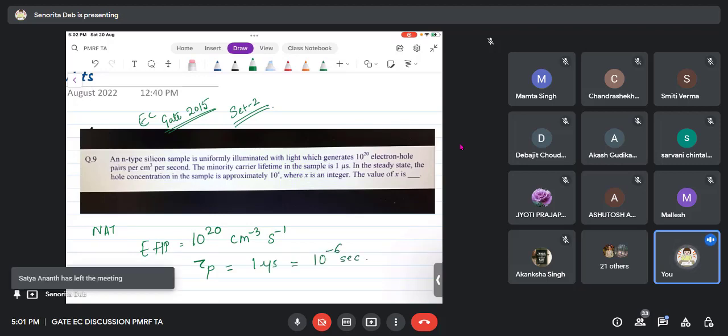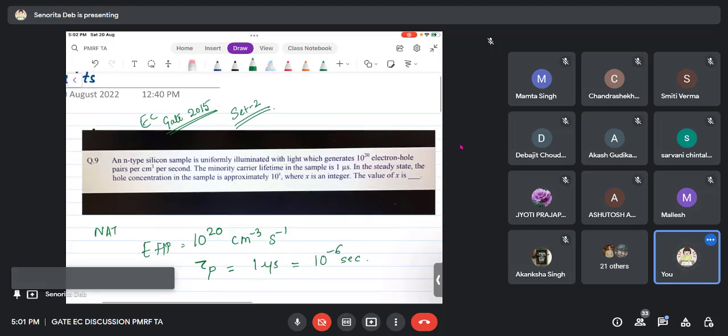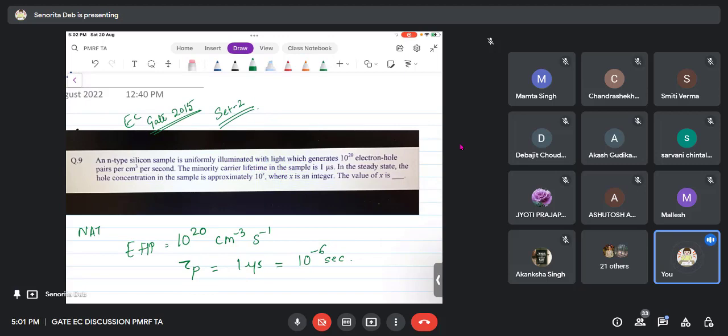Be very clear with the units. Okay. Now in steady state the hole concentration is equal to, now Chandrasekhar, you are following, right? Yes, ma'am. Okay.